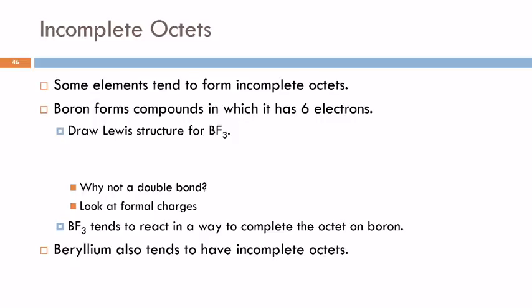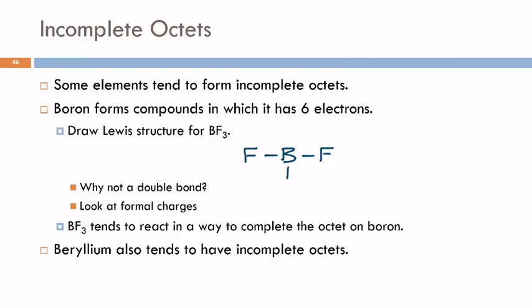Another way that we can violate the octet rule is by incomplete octets. We've got an even number of electrons, but we don't have octets. Boron, let's see boron on the periodic table, element number 5. He's one of the little guys. Boron often violates the octet rule in this way. So let's draw the Lewis structure for boron trifluoride. Well, let's probably put boron in the middle and the fluorines around it.